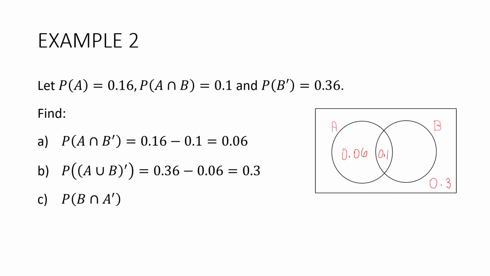And then finally, let's find the probability of B intersection A complement. Again, that's a cookie region, but it's this one. And we know all of these probabilities are going to add to 1. So all we need to do is 1 take away 0.06, take away 0.1, take away 0.3, which is 0.54. And that's the answer.